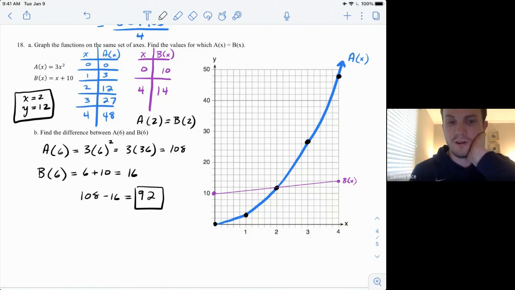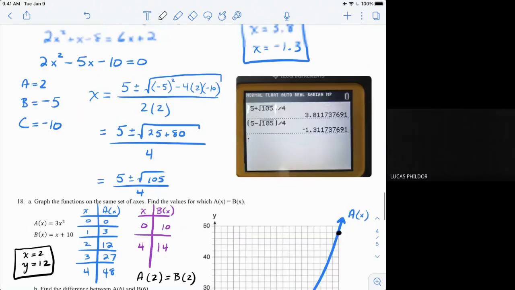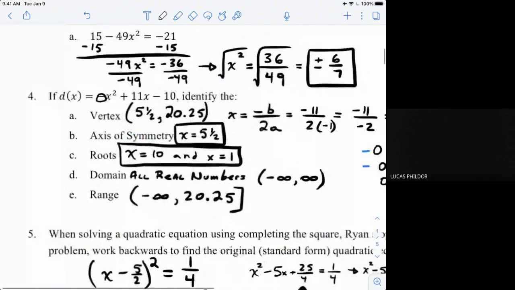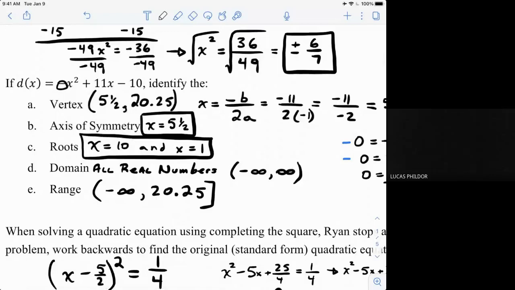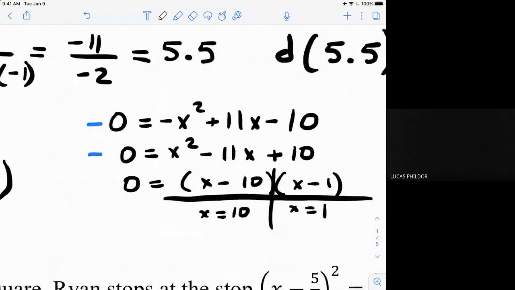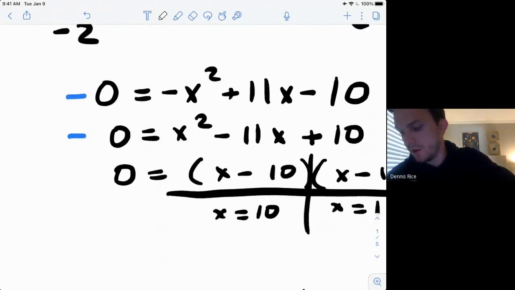Can you elaborate on it? Lucas, go ahead. For number 4, just to refresh, when you converted the negative x squared minus 11x plus 10 into parentheses, to do that, did you just find what adds up to negative 11 and multiplies to 10? Correct. Why I did that, remember the 2 blue lines?